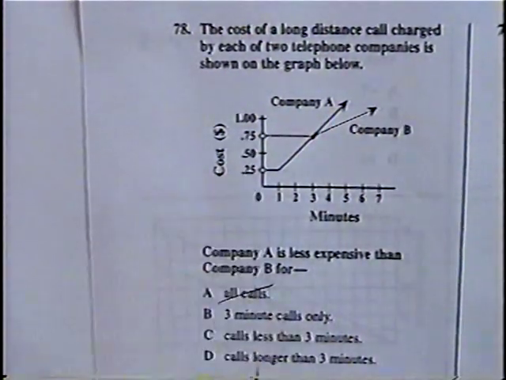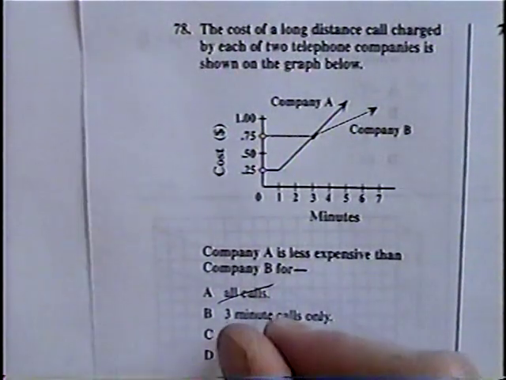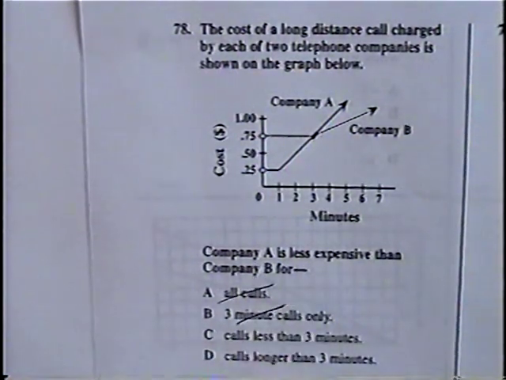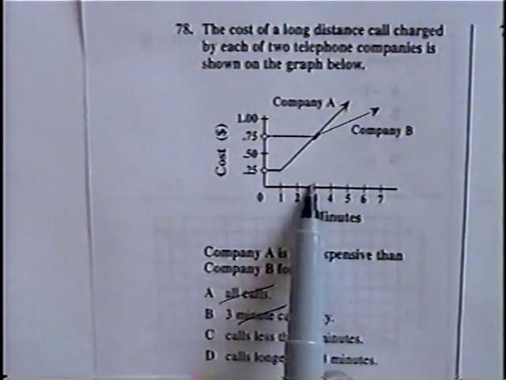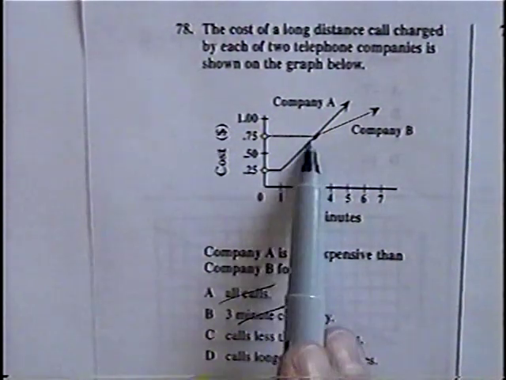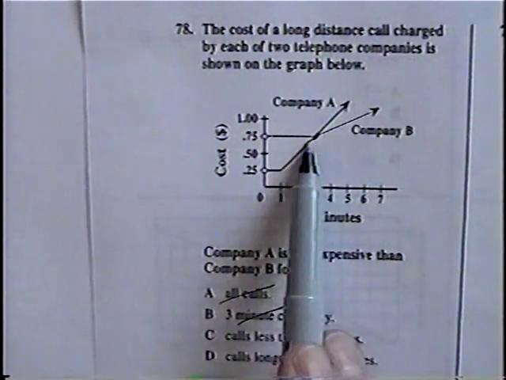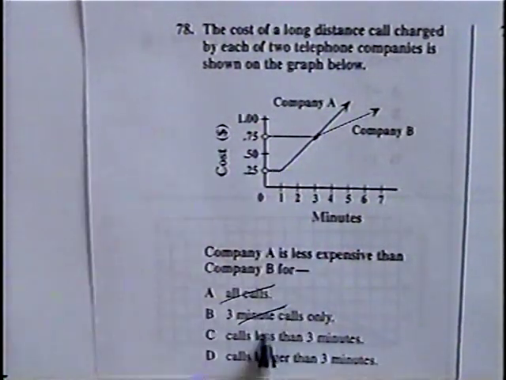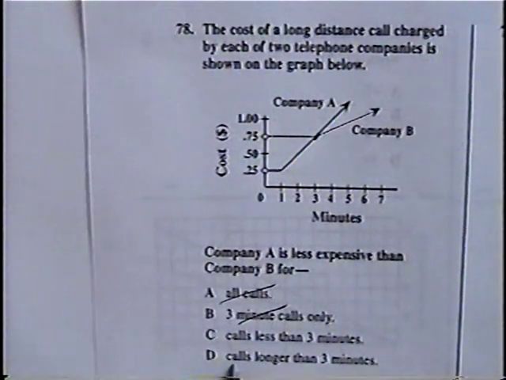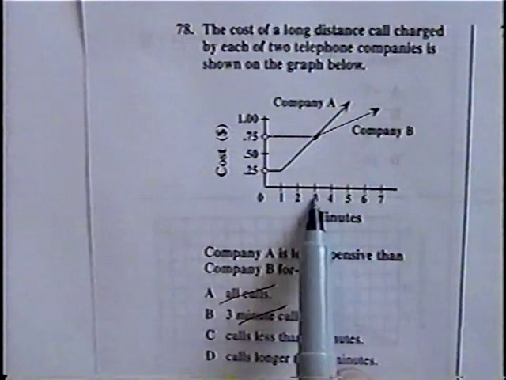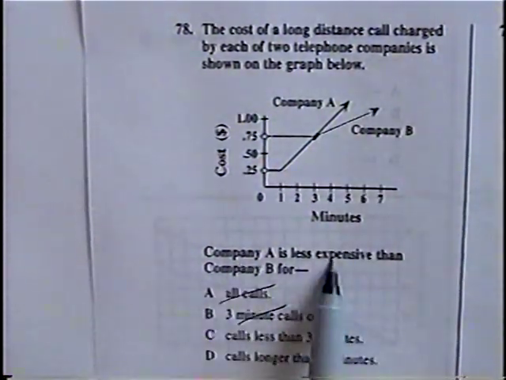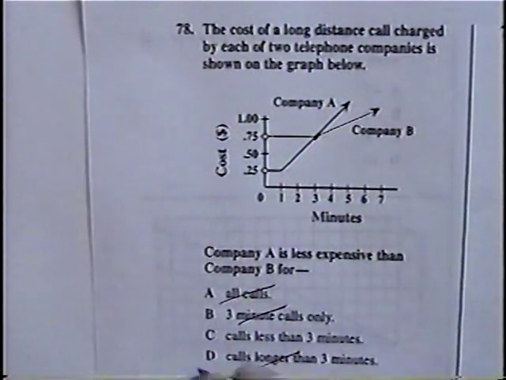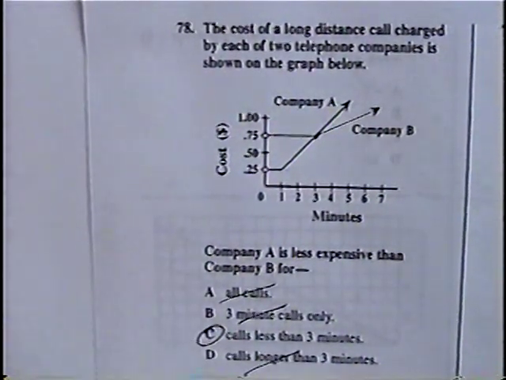For 3-minute calls only, if you look at 3 minutes, they're actually both the same. They cost 75 cents. So both are exactly the same. So again, company A is not less expensive. For calls less than 3 minutes, which would be this area, company A is underneath company B, so that would be true. If we check letter D, calls longer than 3 minutes, anything longer than 3 minutes to the right, company A would be above company B, which means company A would be more expensive, so it would not be D. Correct answer would be C.